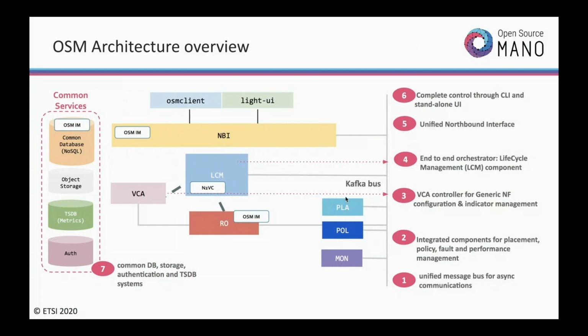We have a new component here, which is the placement module, which will be incorporated in the next point release, and will add some automated decisions for where to deploy, which VIM to deploy given network functions that have some needs for specific latency or jitter or bandwidth or cost of the infrastructure.